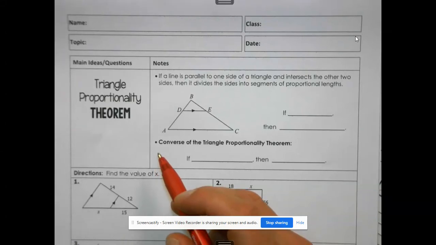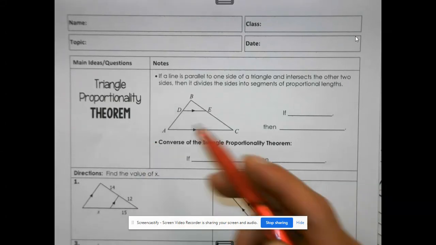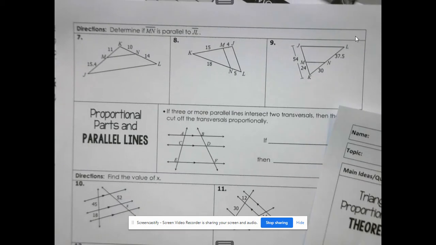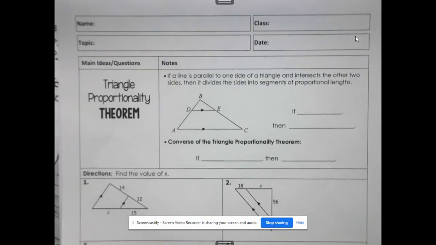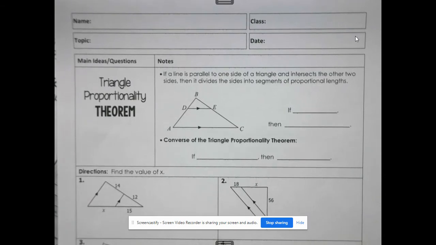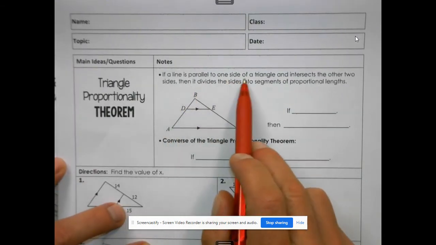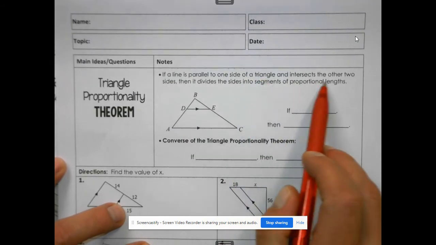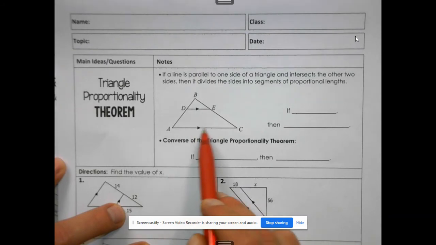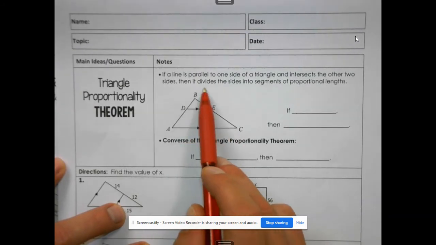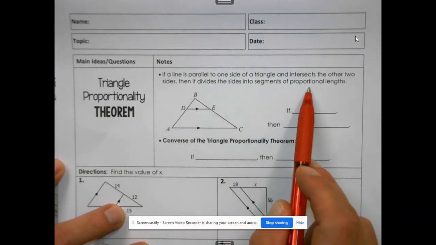All right, this lesson we talk about triangle proportionality on the front page, and then the back side we talk about proportional parts and parallel lines. Here we go. All right, what is triangle proportionality? If a line is parallel to one side of a triangle and intersects the other two sides, like right here, if you look at the example here, two parallel lines, then it divides the sides into segments of proportional lengths.